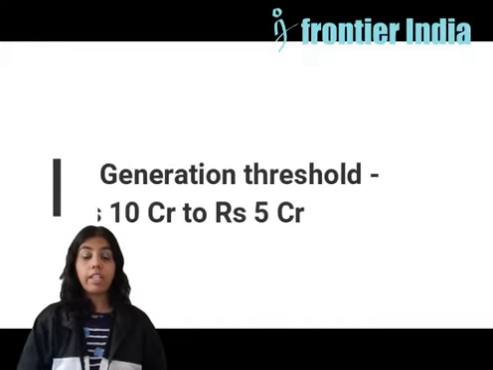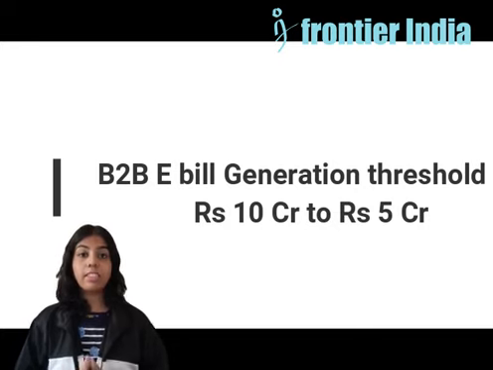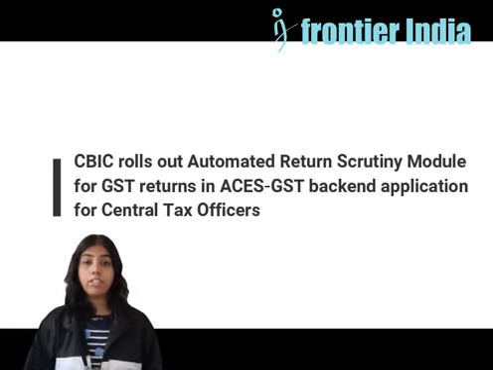The government has taken two important steps to reduce tax evasion and increase compliance with the goods and service tax system. Firstly, the threshold for generating e-invoices for business-to-business transactions has been reduced from Rs 10 crore to Rs 5 crore. Secondly, a back-end application has been introduced for central tax officers to automate the scrutiny of GST returns.